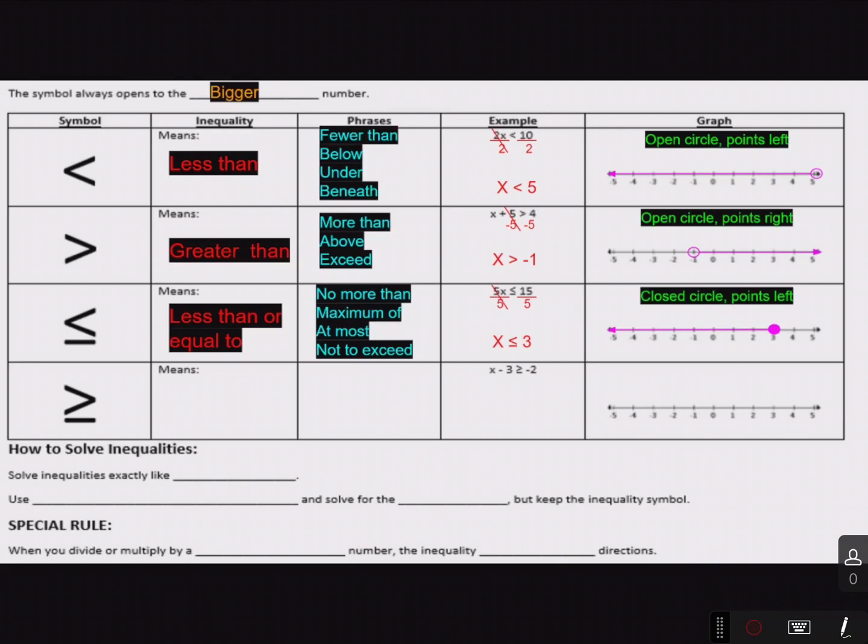On this very last symbol, this one represents greater than or equal to. This is very similar to the greater than sign, but it can also include the number that you find as a possible answer choice. Phrases that you would hear for this one are no less than, minimum of, at least, and not below. The most common ones you'll hear are no less than, minimum, and at least in word problems. Those are the ones that are used most commonly. Not below is a little extra.